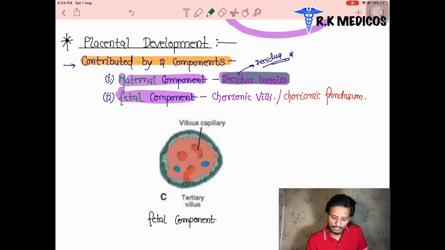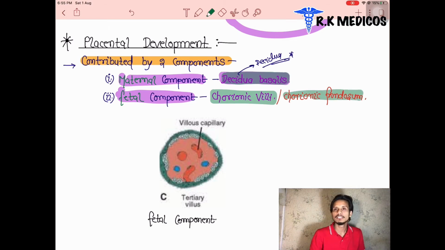And the next one, the fetal component, is chorionic villi. Simple. You know, chorionic villi is also called chorion frondosum. So chorion frondosum or chorionic villi, they are the same thing. They are the fetal component, and the decidua basalis is the maternal component. They both come together and form the placenta.